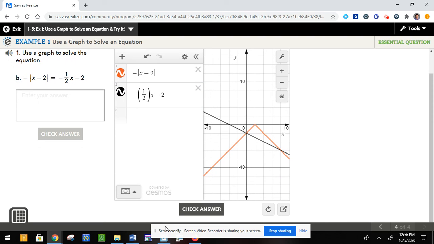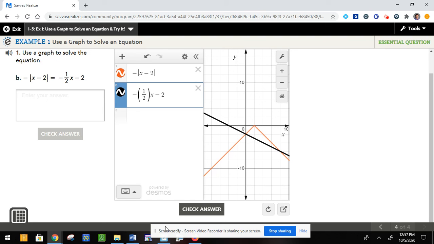Now I can look a little closer. The x values that are your answer are an x value of 0, and notice how this is scaled. If this is 10 all the way out here, it's scaled by 2. So 2, 4, 6, 8. That's an x value of 8 there. Okay, so 0 and 8 are your answers here. All right, let me know if you have any questions, and let's check out example 2.